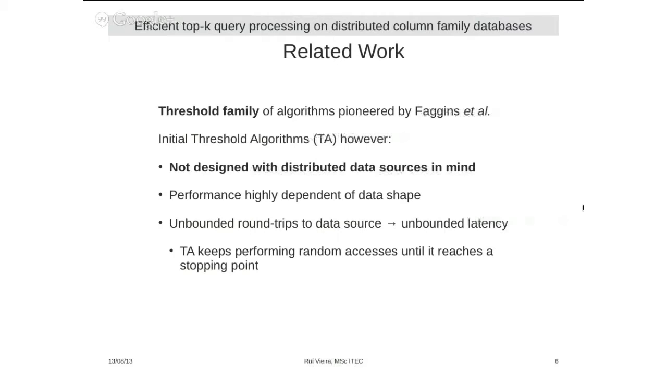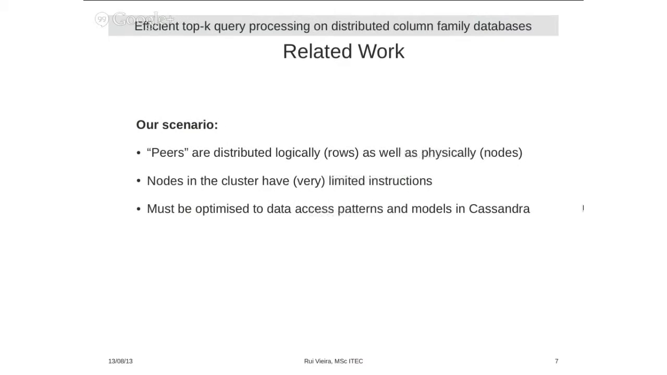So we decided not to use the threshold algorithm, of course. Our scenario is very different from the scenarios in which previous algorithms were used. They were mainly researched for peer-to-peer networks. In peer-to-peer networks, we have some characteristics. For instance, the peers are probably distributed solely physically. Nodes in a peer-to-peer network might have the ability to execute arbitrarily complex code, so the node itself might execute parts of the algorithm.